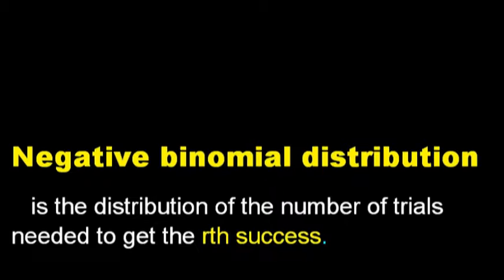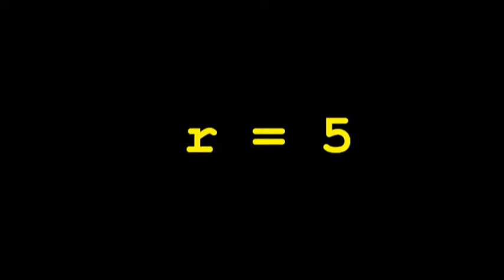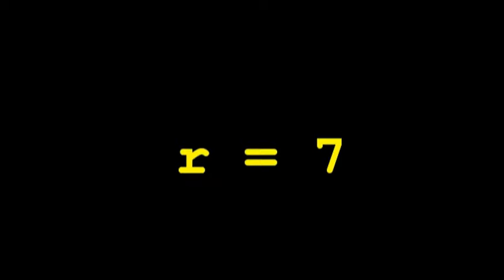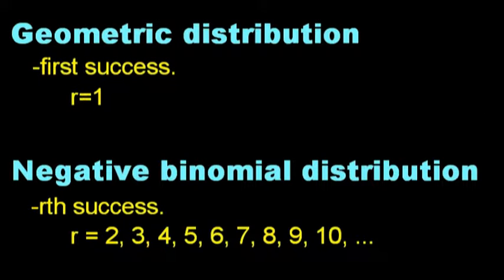Negative binomial distribution is the distribution of the number of trials needed to get the rth success in repeated independent Bernoulli trials. So if we are interested in the number of trials to get the fifth success, then r would be equal to 5. If we are interested in the number of trials to get the seventh success, then r would be equal to 7. But it simply depends on the problem given ahead. So always remember that geometric distribution is for the first success, and negative binomial distribution is for the rth success.